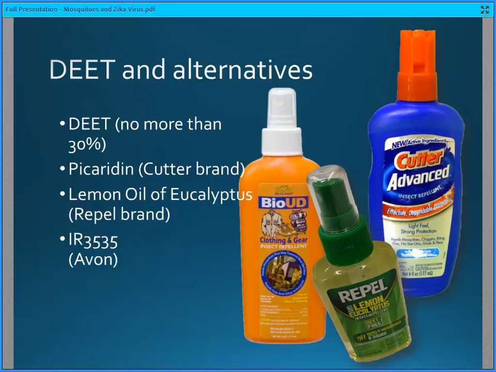But DEET is still probably the top repellent for long-term protection against mosquitoes. But there are some excellent alternatives to DEET, including a plant-based repellent called lemon oil of eucalyptus that can be used. And EPA actually has a very useful repellent calculator on their website. If you type into Google repellent calculator, you'll find a couple of different places that will tell you a lot of things about these different alternatives and their trade names and that sort of thing.